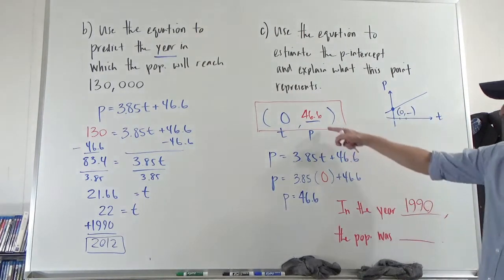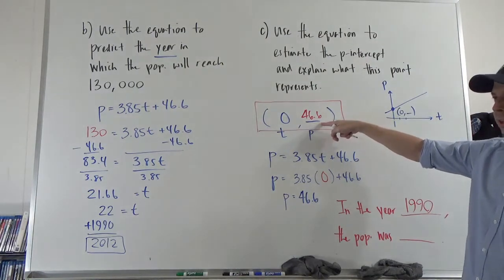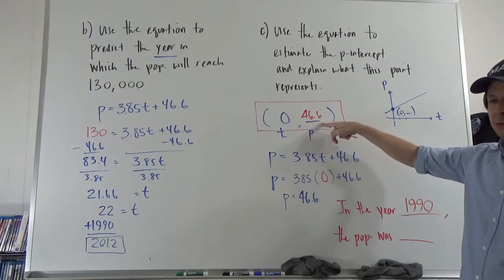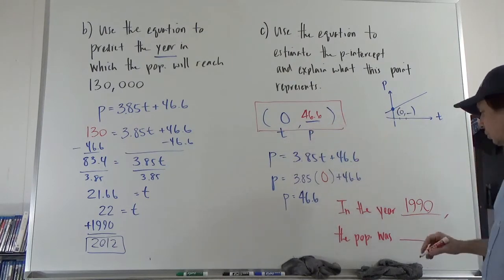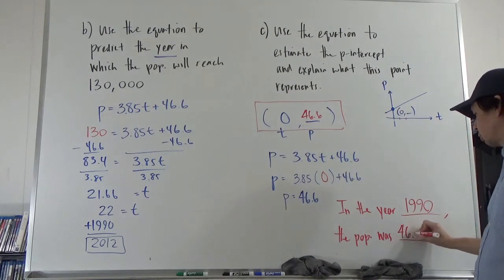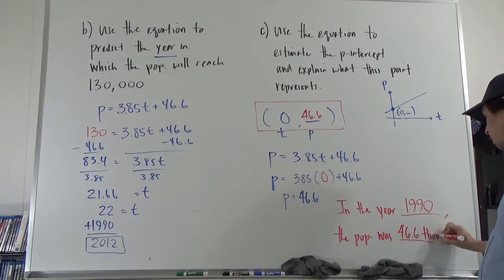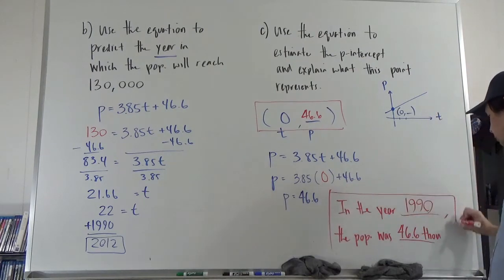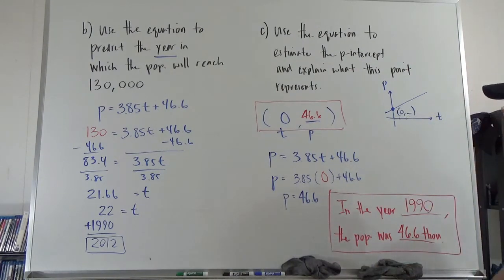The population is P in thousands. Is that right? Thousands? Make sure you read, because sometimes it's millions or it could be billions, but here it's thousands again. So my population was 46.6 thousand. According to the model, that's what the population would have been in the year 1990 based on the data that we have.